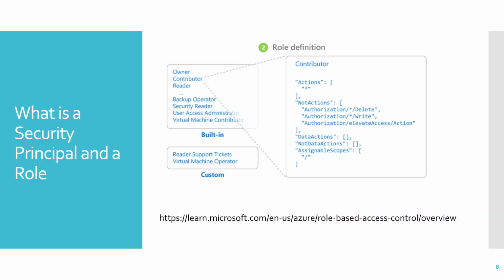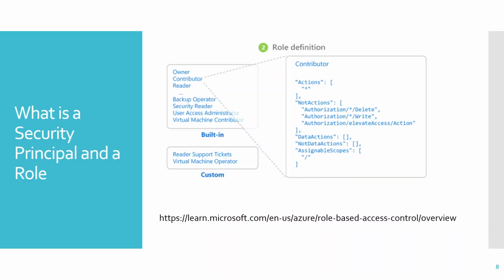So it has different parameters like actions, not actions, data actions, not data actions, and assignable scopes. Actions are nothing but what you can do on top of a resource, or on top of the control plane. Not actions are what you cannot do. Similarly, data actions are what you can do on the data level, for example, if you want to write something to or delete something from a storage account. Those are more on a data level, so data actions defines those. Not data actions are what you cannot do on the data level. Assignable scopes, we'll discuss more on what a scope is, are at the Azure resource level, defining at what level it is applied.